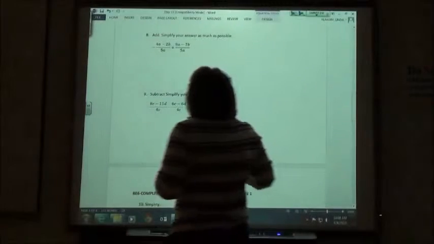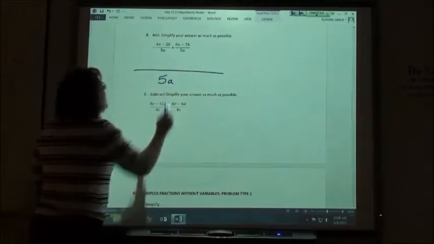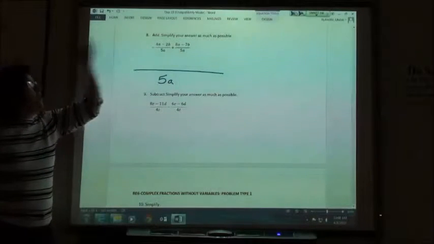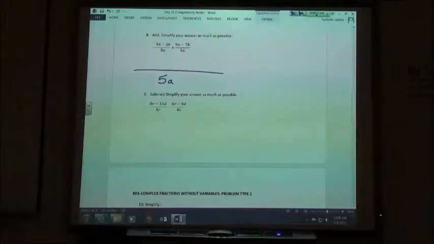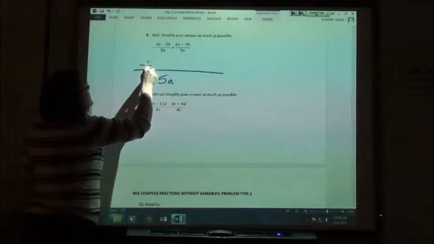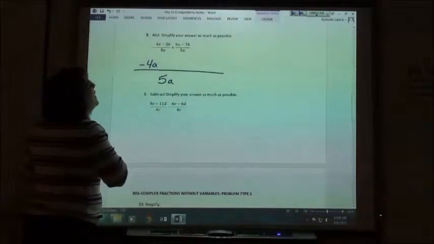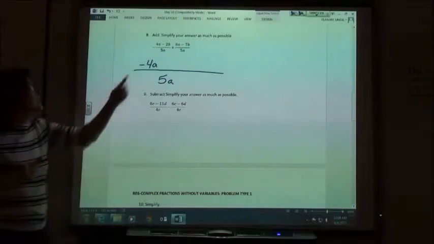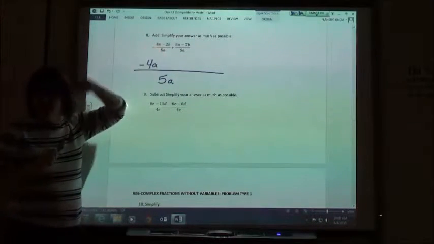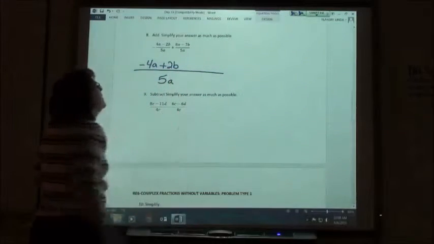So number 8, if I'm going to add those two expressions together, my common denominator is 5a. If I distribute my negative in front of that fraction, what should I have? Negative 4a and minus 2b. Not minus 2b, oh, plus, because I'm going to have a negative and a negative, right? So a negative and a negative is going to make that a positive 2b.